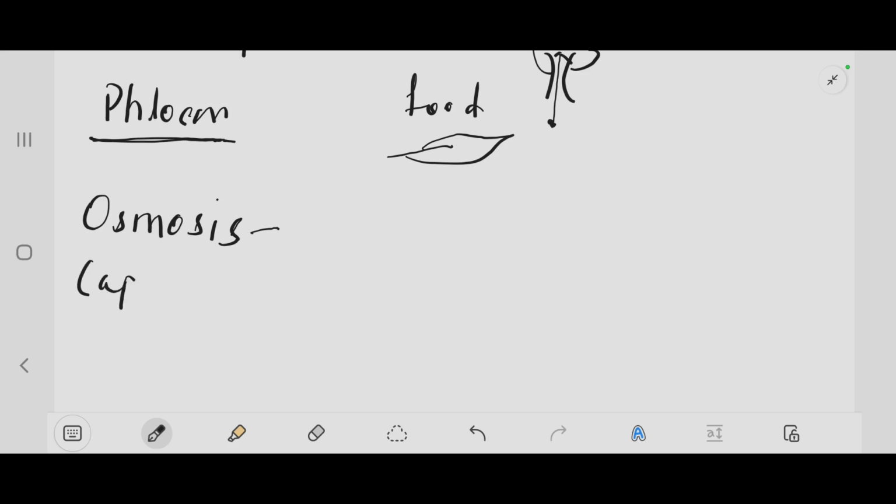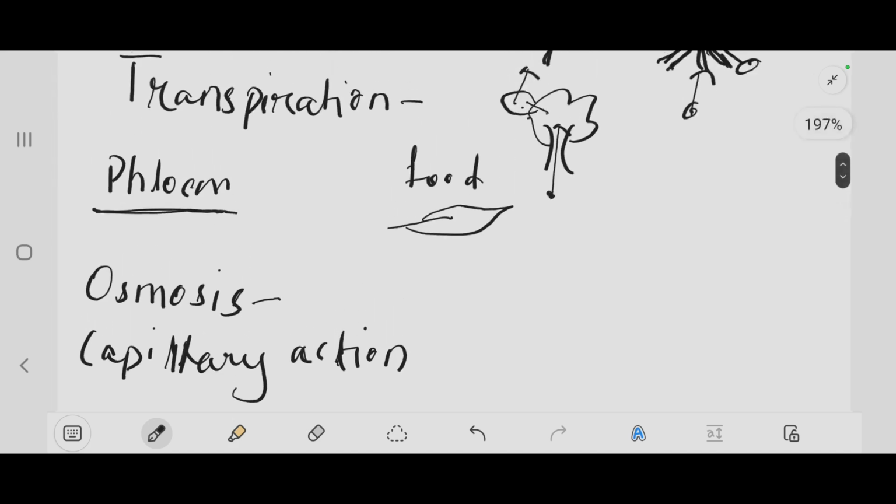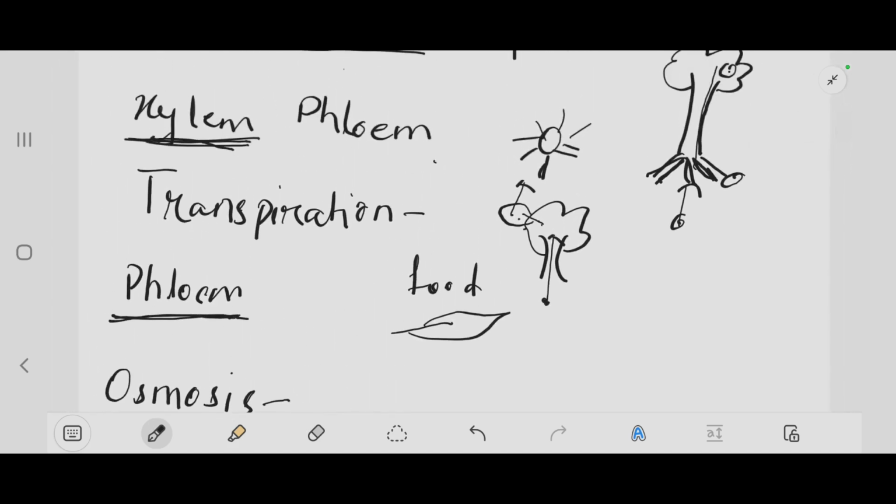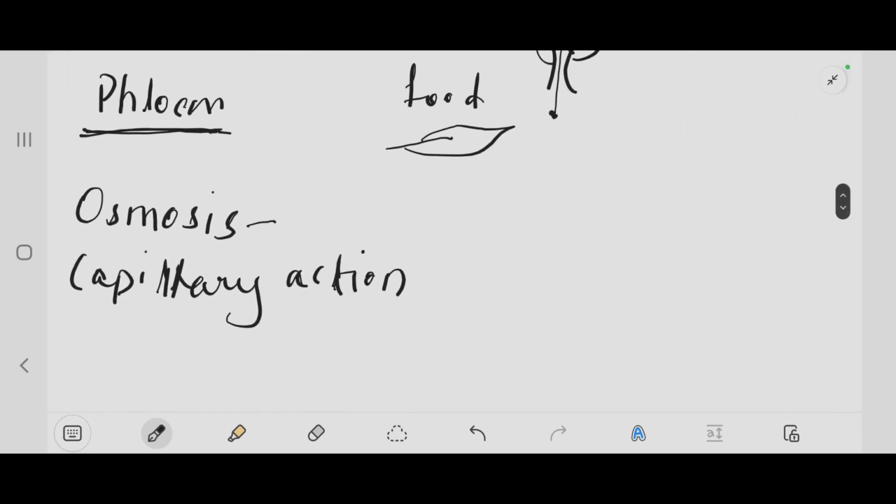Next one, capillary action. Capillary action is when water moves up through tiny tubes in the plant. It is similar to how a paper towel soaks up liquid. This is the transportation in plants. So what are the transportation parts of the plants? One is xylem and one is phloem. And what are the mechanisms that occur in a plant to transport any food particles or water? One is osmosis and one is capillary action. Now we will discuss transportation in animals.